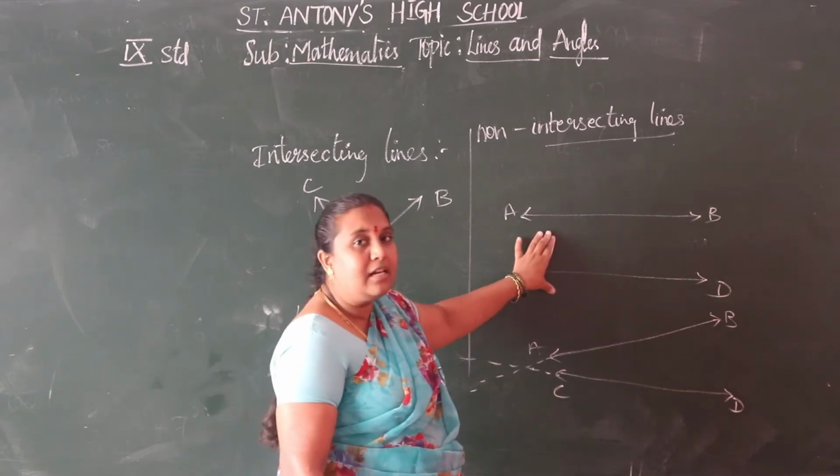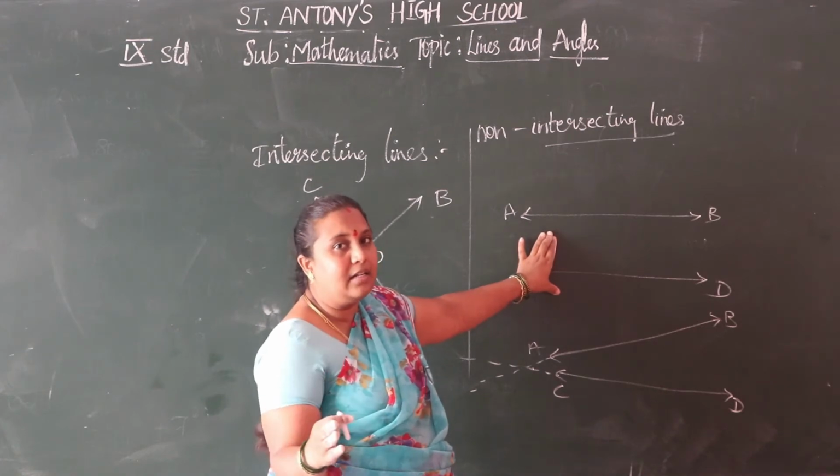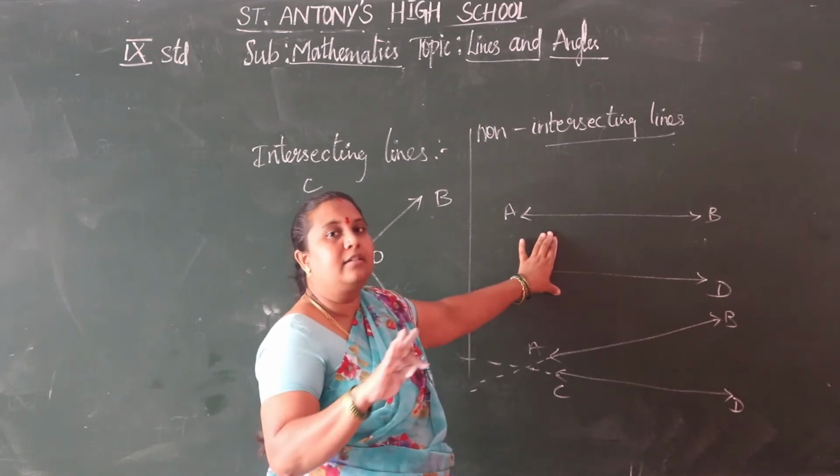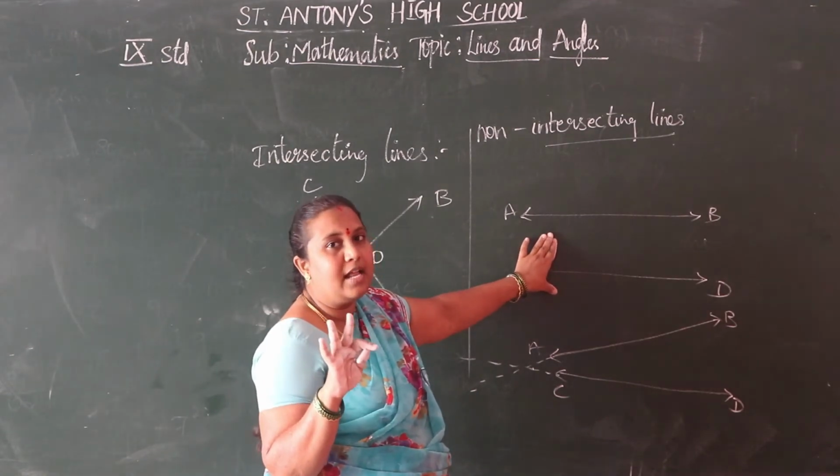But what is the condition for non-intersecting lines? There are parallel lines. Two parallel lines don't intersect anywhere. Is it right, children? Two parallel lines don't intersect.